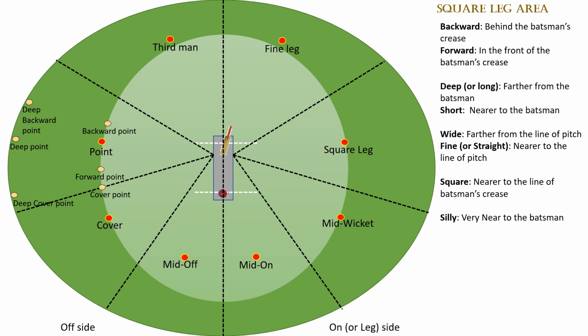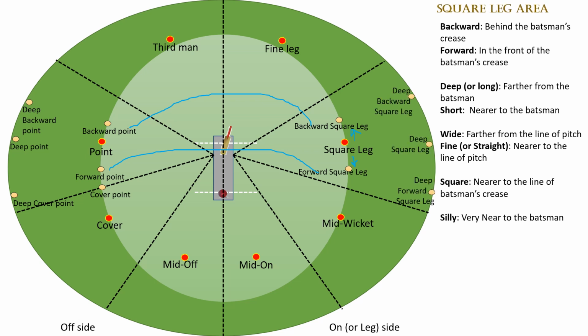So let's see what the positions are in the square leg area. Of course, if we move behind the batsman's crease, we get the backward square leg position. If we move forward from the crease of the batsman, then we get the forward square leg position. And you would notice that these are the corresponding positions to the backward point and the forward point positions.